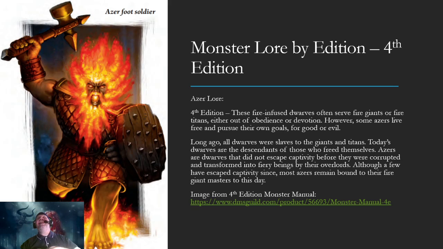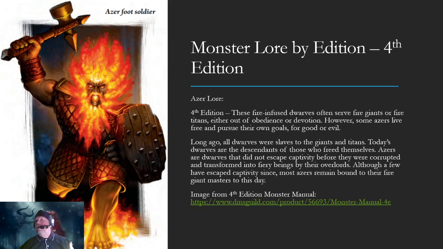So yet another explanation about where Azers came from and what Azers are. So we've seen 4 different editions of the game, 4 different explanations or origin stories for the Azer. I swear to God, I think the Azer must be a member of the, what is it? Member of the Justice League or something, with all of the origin stories that they have.